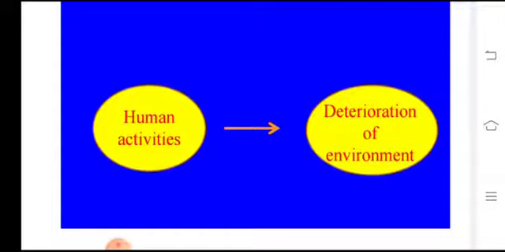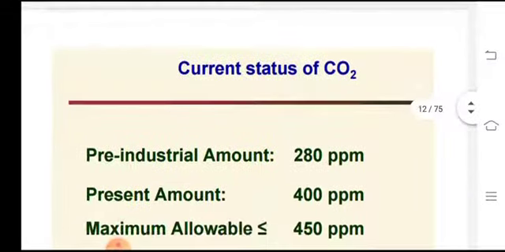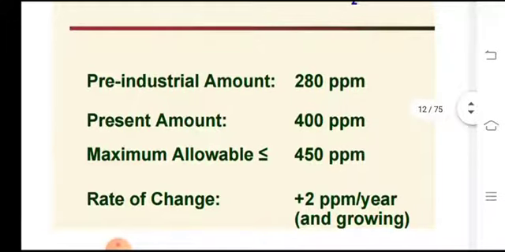The growth is so many folds exaggerated and enhanced. So this is the example. If you consider CO2, the pre-industrial level was 280, and now it has risen to 400, and if it crosses 450, it will have extremely adverse effects. It is not easy to reduce the level of CO2 once it has been produced in such a huge amount.